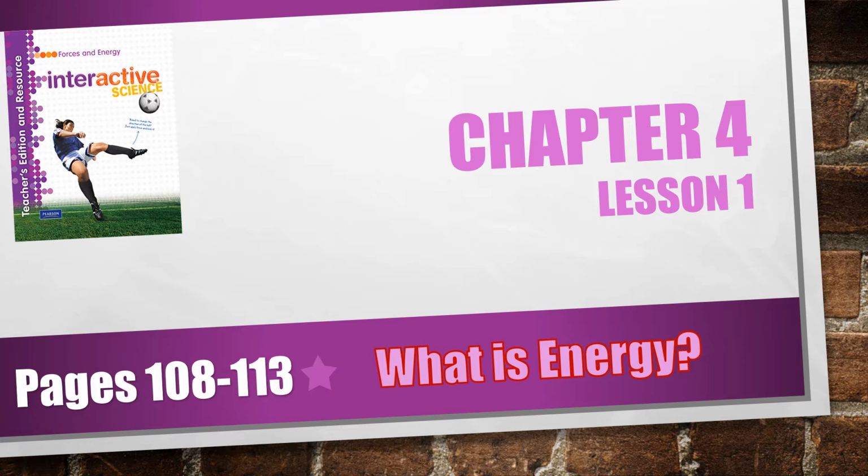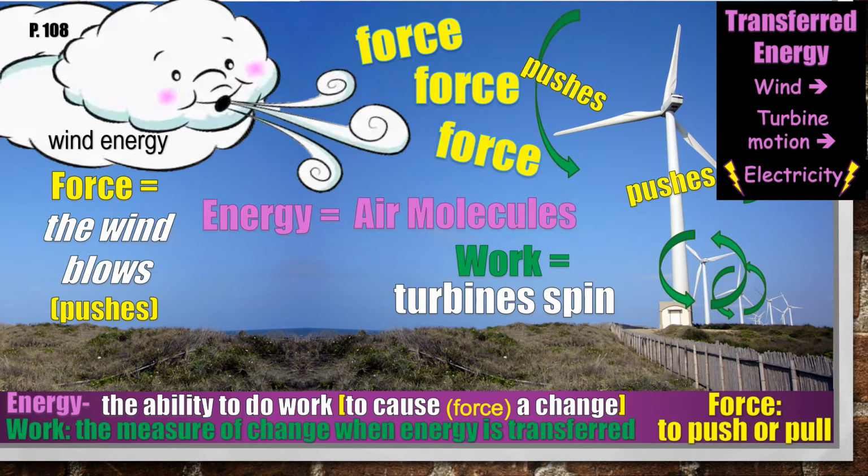All right, so we're ready for day 2 of our Chapter 4 Lesson 1 lesson on what is. So we went through this slide yesterday and we talked about what the book was trying to teach us. And we talked about how energy is that item or that thing, that substance that has the ability to cause or to force a change. And we talked about how the air is molecules and something can happen to them to end up with a change. And that change we called transferred energy.